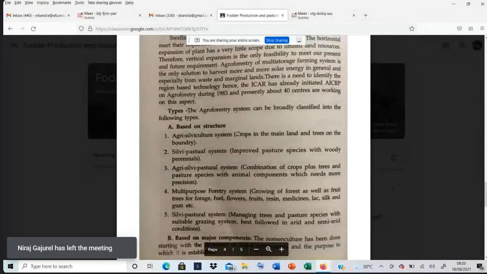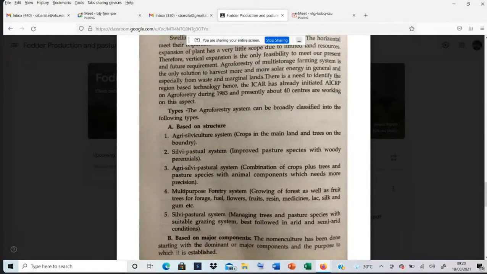But interestingly, we are more focused on the classification of agroforestry systems. For forest production, we can have two categories: one is based on structure, and another is based on major components. Based on structure, the agroforestry system may be agri-silvicultural, silvipastoral, agri-silvipastoral, or multi-purpose. In the silvipastoral system, only fodder trees are grown, and in the agri-silvipastoral system, both crops and fodder trees.